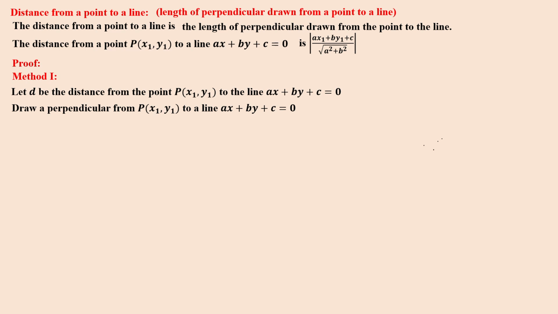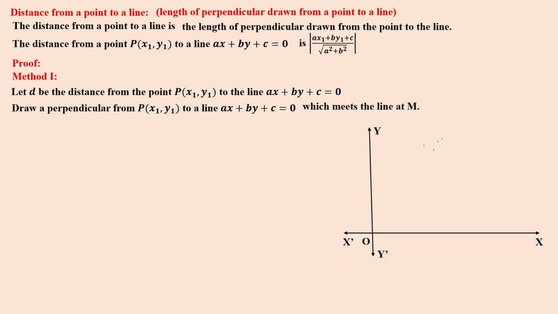Draw a perpendicular from P(x1, y1) to the line ax + by + c = 0, which meets the line at M. So X'X is the x-axis, Y'Y is the y-axis, O is the origin. This is the line ax + by + c = 0. Let P(x1, y1) be any point. Draw a perpendicular from the point to the line which meets at M. PM is the perpendicular from P to the line ax + by + c = 0. So PM is the required distance, the distance from the point to the line, that is PM = small d.